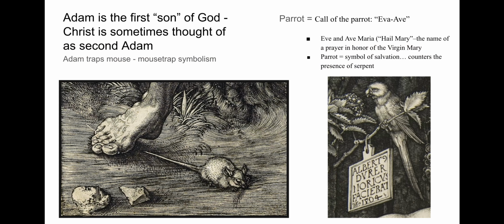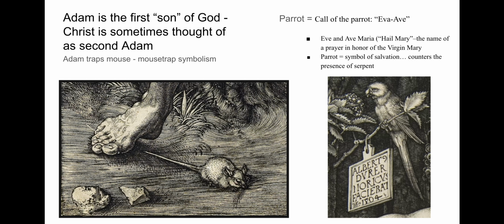Now on the left-hand side here, I just wanted to give you a close-up of the mouse that's in the image, because Adam is considered to be the first son of God. He is the first individual, this man that God creates. And Christ is sometimes thought of as the second Adam. And it's interesting here that Adam is standing on top of the mouse's tail. In this way, Adam has become a mousetrap.